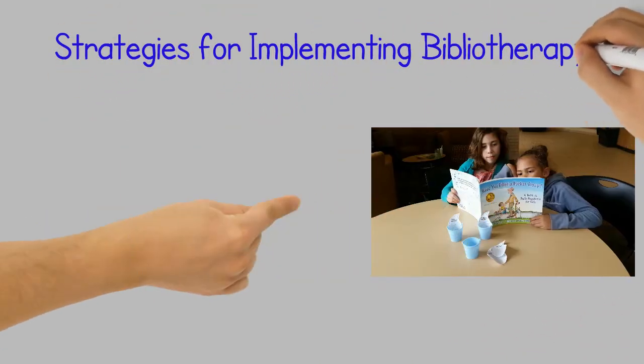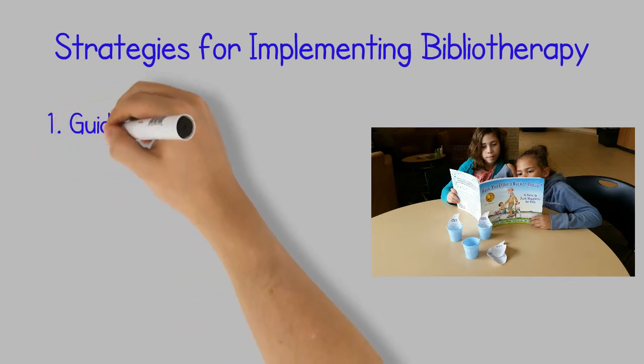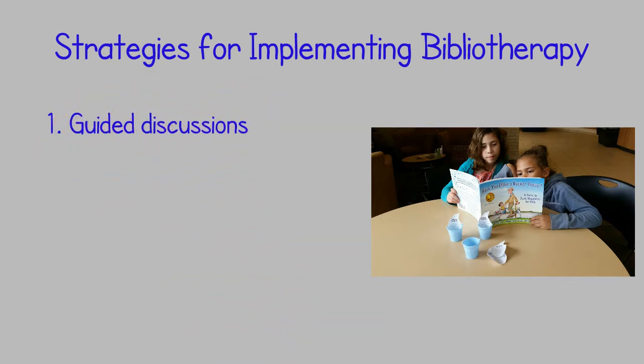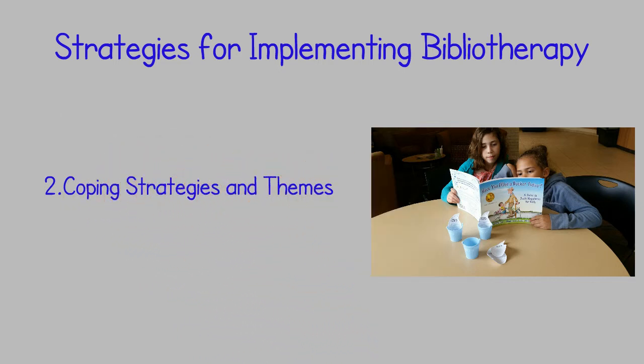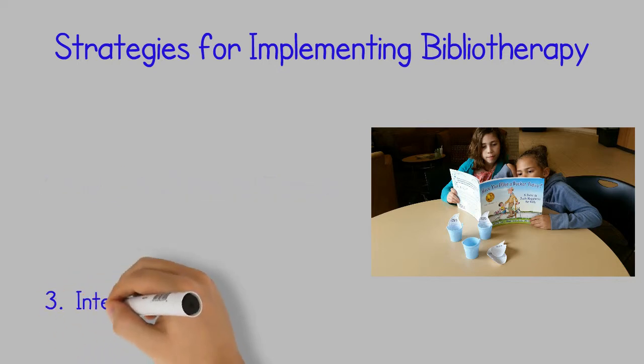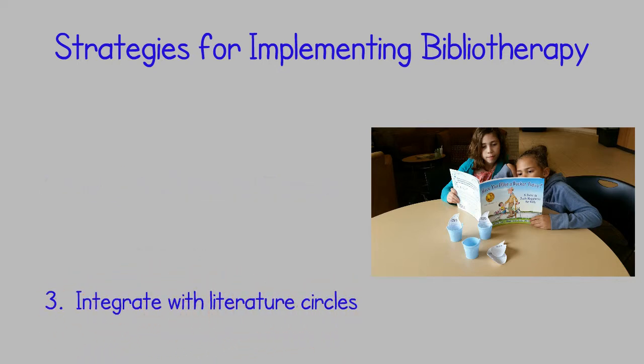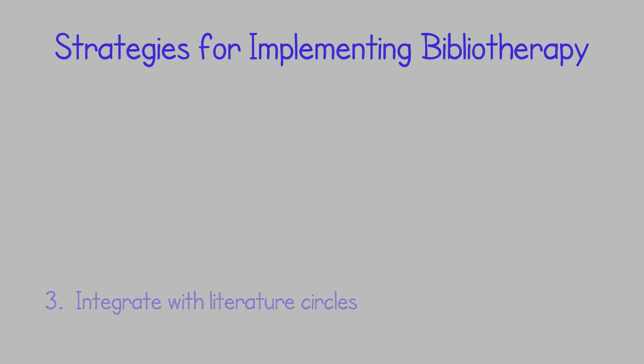There are 3 common strategies for implementing bibliotherapy. The first is to use guided discussions. This is when the teacher leads a discussion with the students to help make connections between the character and the child. The second strategy is to zone in on the coping strategies and themes that are presented in the book. This helps students to identify important information. The last common strategy is to use literature circles. This is beneficial because students can read, discuss, and relate with the other students in the group.